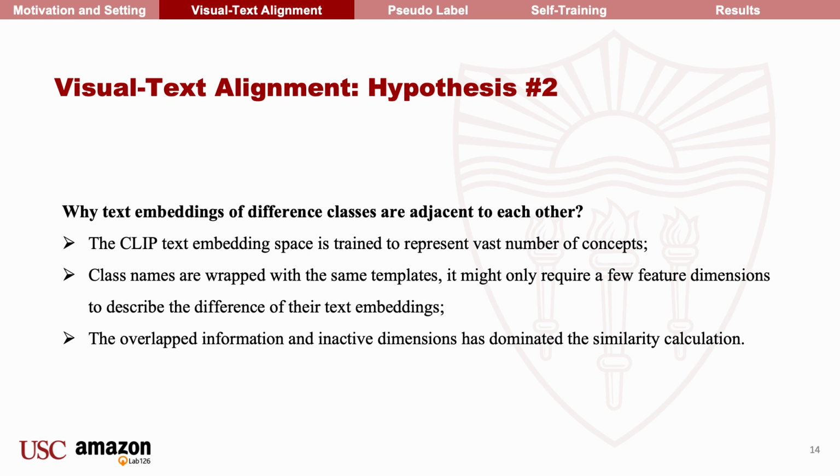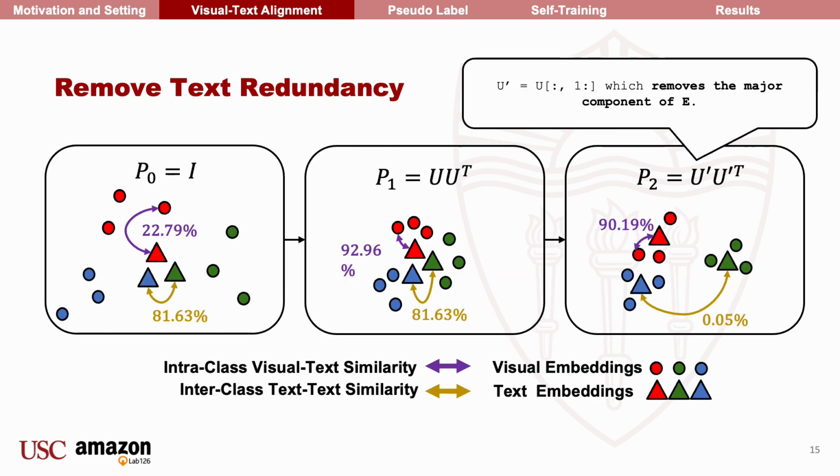A possible reason for the adjacent text embeddings is that the ReCLIP text embedding space is trained to represent a vast number of concepts. However, templated class names might only require a few dimensions to describe the difference of their text embeddings. Therefore, overlapped information and inactive dimensions have dominated the similarity calculation and make them very close to each other. The good news is, during the singular value decomposition, the first axis of U, which corresponds to the largest singular value, describes the dimension where text embeddings overlap the most.